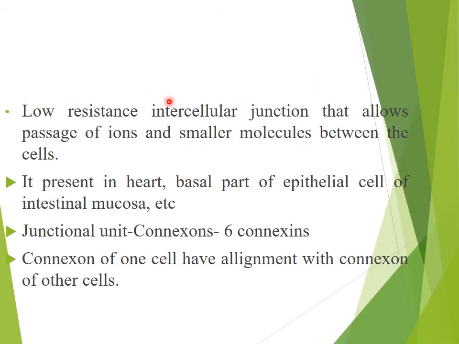So the gap junctions are the low resistance intercellular junctions and allow the passage of ions and smaller molecules between the cells. They are present in the heart and the basal part of the epithelial cells of the intestinal mucosa. The protein unit, which is the transmembrane protein present in these junctions, is the connexins.